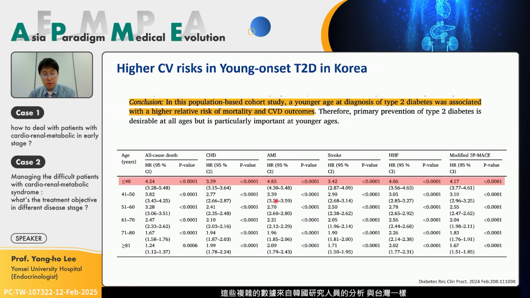Also, this table came from our Korean researchers, and like Taiwan, we also have a national insurance database, and they researched looking at the cardiovascular risk and mortality in young onset diabetes versus old onset diabetes comparing to the general population. And you can see the red box showing here that people who are diagnosed before 40 years, they have really higher risk of all-cause death and other CV events comparing to old diagnosed diabetes. The numbers are really increasing from 1.7 to 4.2.